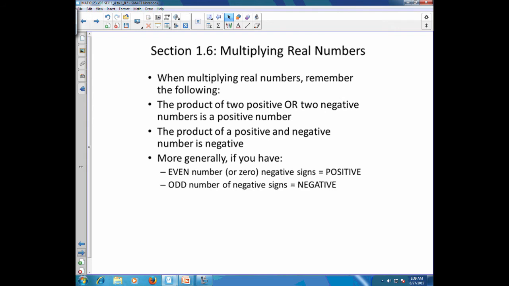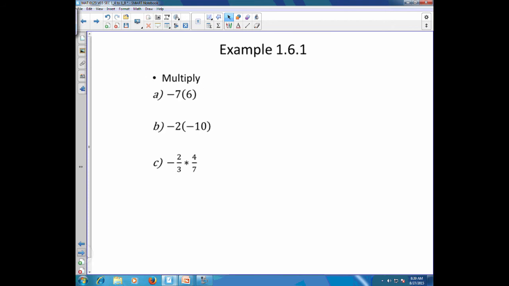So when we're multiplying real numbers, remember the following. The product of 2 positive or 2 negative numbers is always positive. So if you're multiplying 2 things with the same sign, you're going to wind up with a positive number. The product of a positive number and a negative number is always negative. More generally, if you have an even number or 0 negative signs, then your answer will be positive. If you have an odd number of negative signs, then your answer is going to be negative. So let's try this just a little bit.